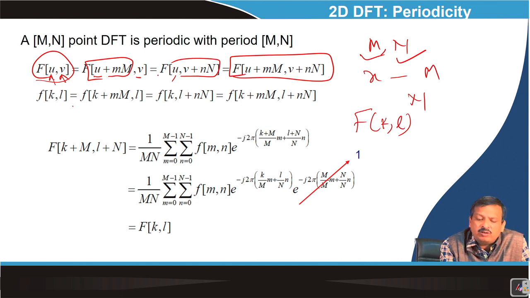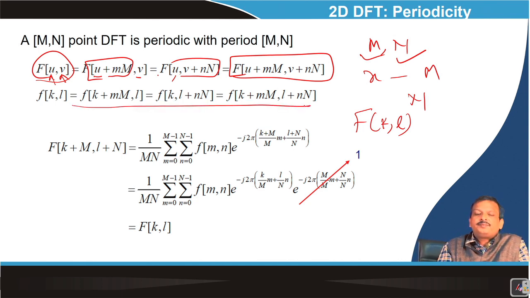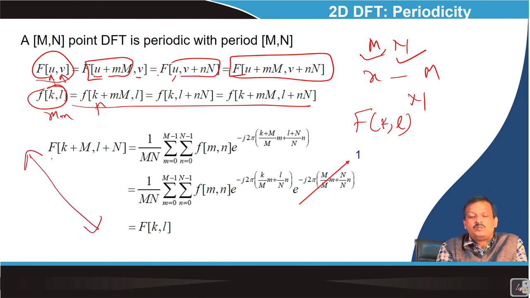Similarly, in the time domain also it is the same. Here, in the time domain, I have taken k, l. If I had taken m, n, then instead of k it would be m and n. Okay, so you can prove it. This is the proof. So periodicity holds in 2D also.